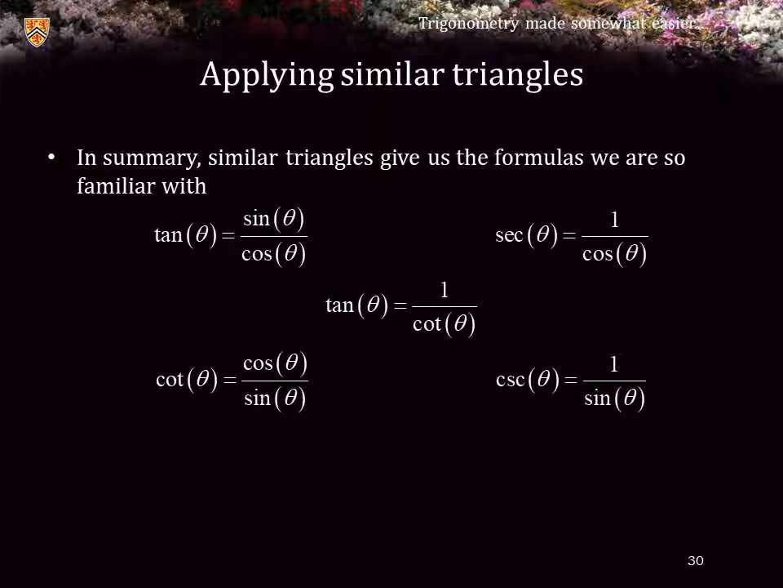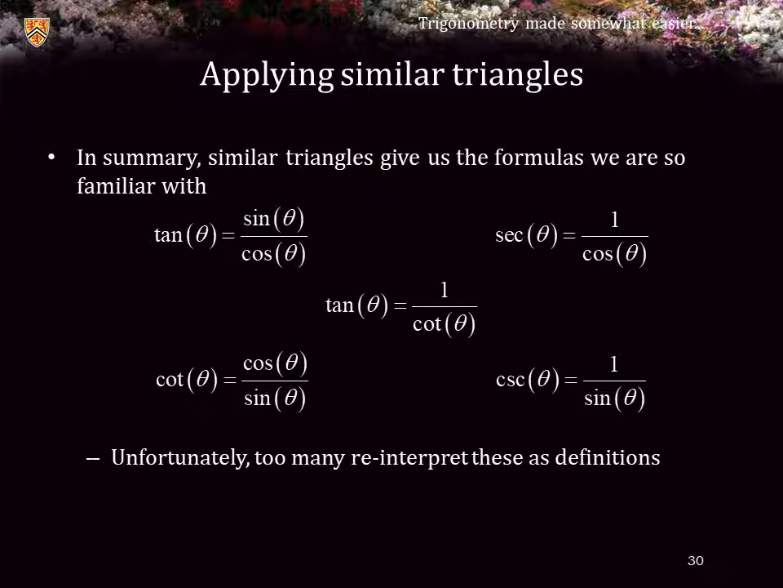In summary, applying the idea of similar triangles gives us 5 of the formulas that you should be by now familiar with. And all of these are simply a consequence that we have a number of right-angled triangles, all of which are similar, and these are the immediate consequences.